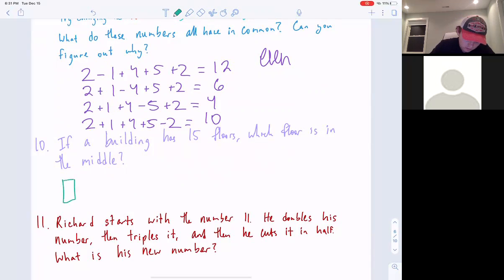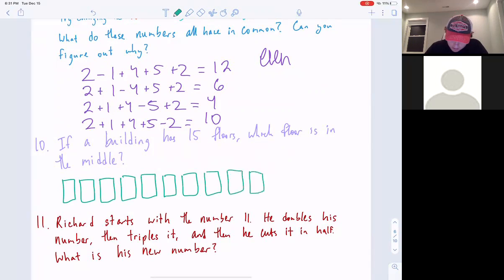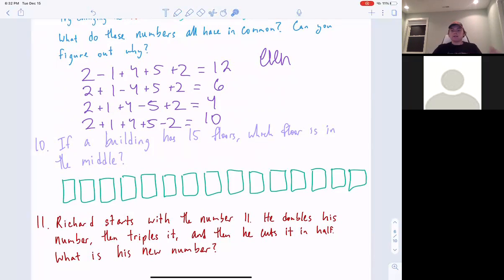We've got 1, 2, 3, 4, 5. You might have noticed that I'm drawing the building sideways. That's because that's how much room I have. 6, 7, 8, 9, 10, 11, 12, 13, 14, 15. Okay, and now to figure out which one is in the middle, we're going to do an important strategy.